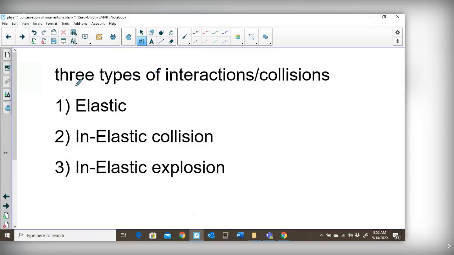So we're going to talk about 3 types of interactions, 3 types of collisions that we can have: elastic collisions, inelastic collisions, and inelastic explosions. Yes, it is as exciting as it sounds. For an elastic collision, we're going to have m1v1 plus m2v2 is equal to m1v1 prime plus m2v2 prime. Now, we are dealing with just 1-dimensional collisions.